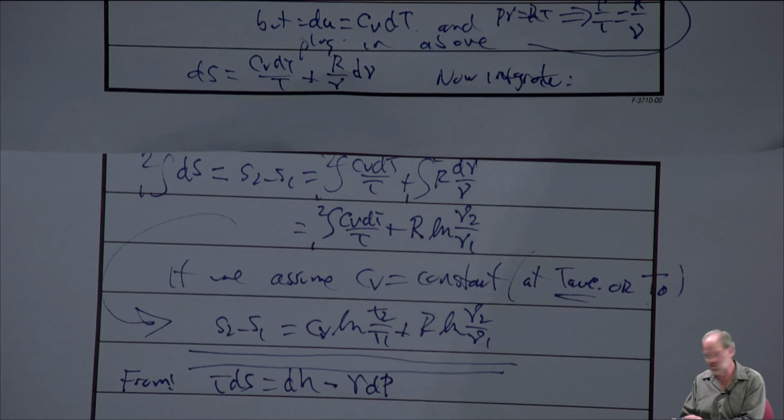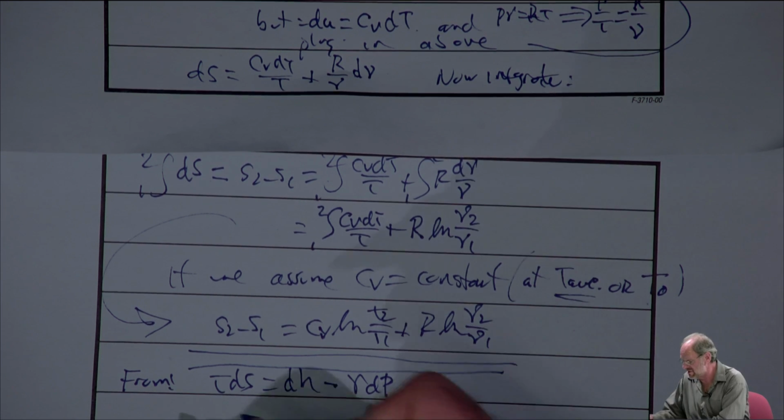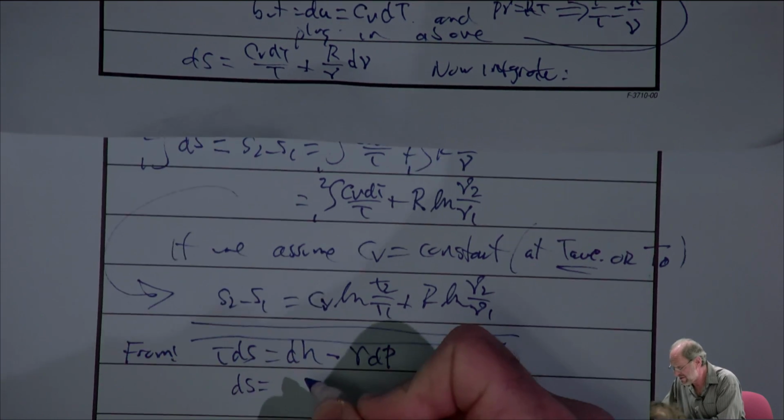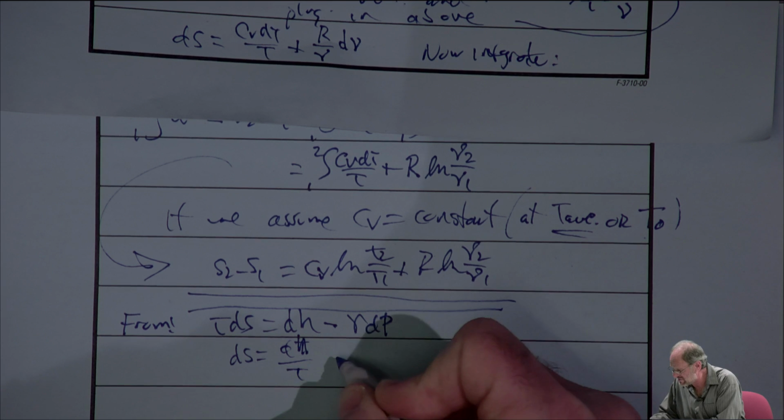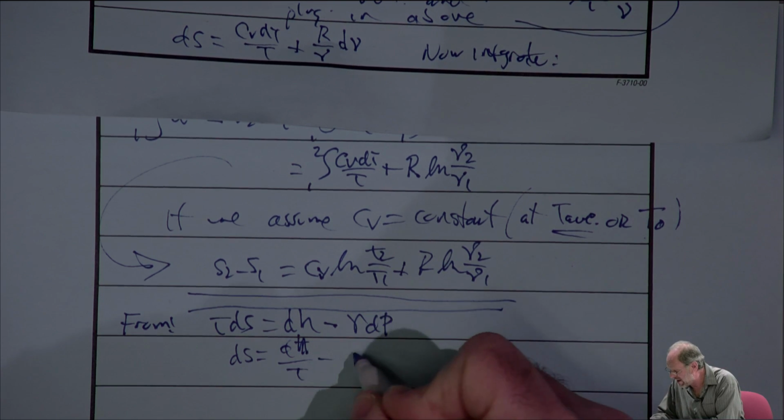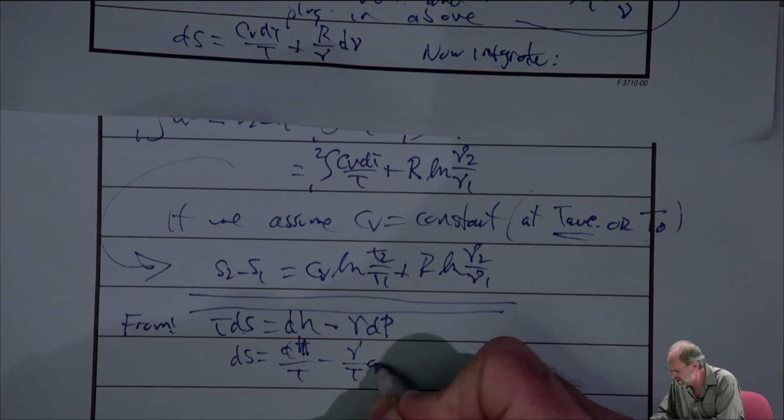Remember, again, this was one of those relationships that I just gave you. It will be developed for you in your ME 302 course, but we need it now. So just like the author, it's just presented to you, and you have to accept on good faith that it's a valid equation, which it is. So we start with this equation, and we're going to do much the same as we did above. So ds will be equal to dH over T minus V over T dP.